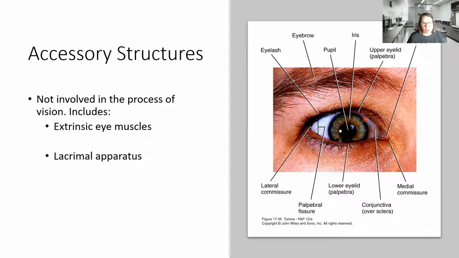The eye has two categories of structures, those that help with the actual process of vision, so those are going to be the main structures, and then we have accessory structures like those you see here. The ones that we're going to be focused on in lab are the structures that help move your eye, the extrinsic eye muscles, as well as those that help with protection. That includes a group of structures called the lacrimal apparatus. We'll talk more about some of these other components in lecture.